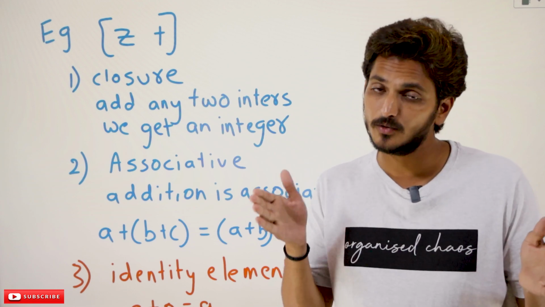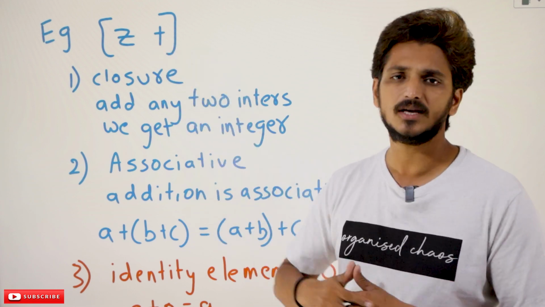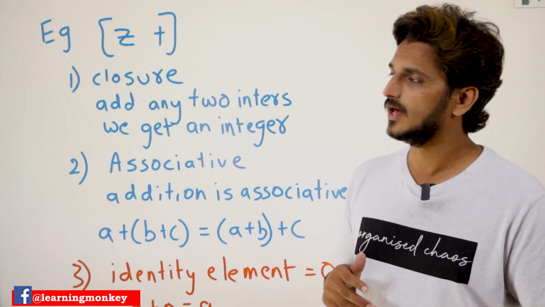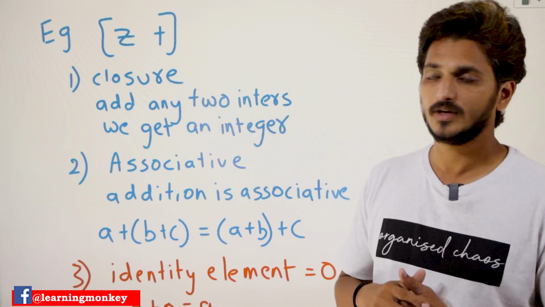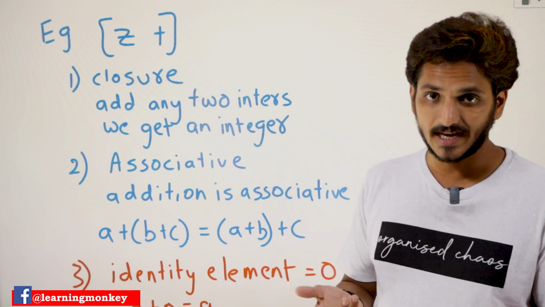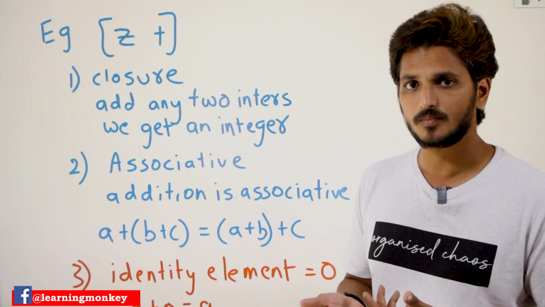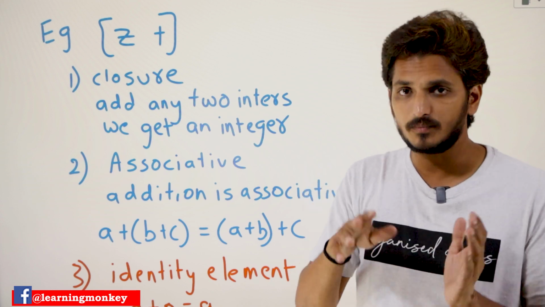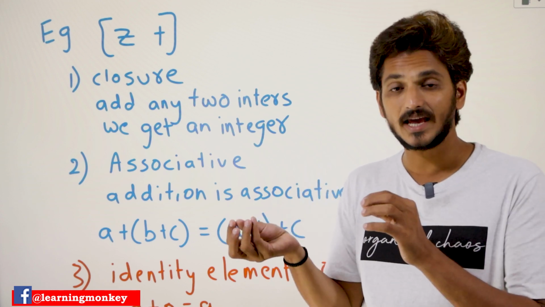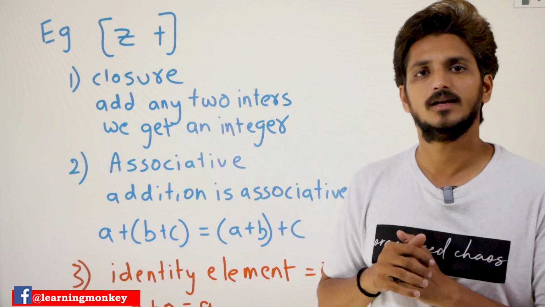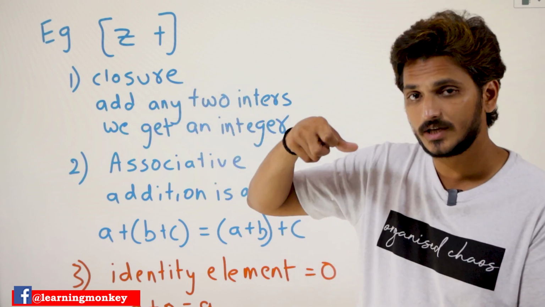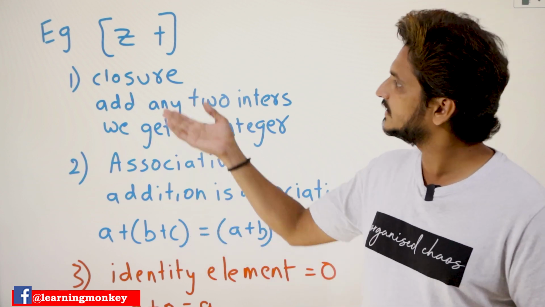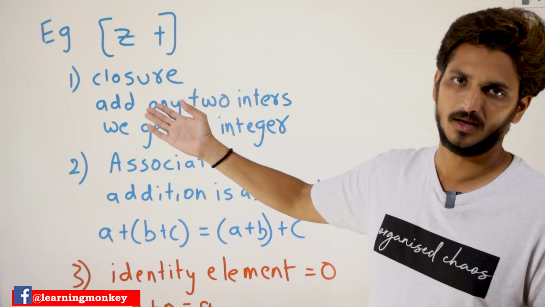Now coming to the example, the first example is the set Z, the set of all integer values, from minus infinity to plus infinity, and the binary operation here is plus. First we need to check one by one. Does the set and the binary operation satisfy the closure property? What is the closure property? You take any two elements and add them, 1 plus 5 is 6. 6 is an element that belongs to set Z. You take any two integers, if you add them, you get an integer. So it is satisfying the closure property.